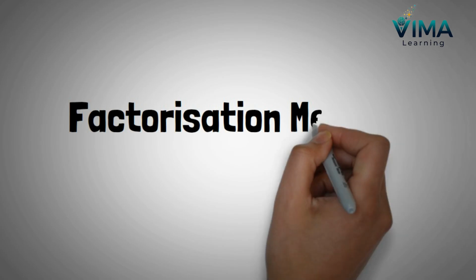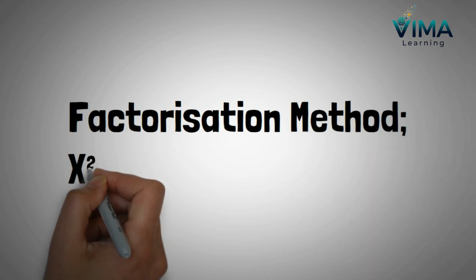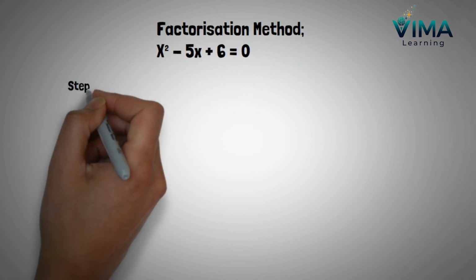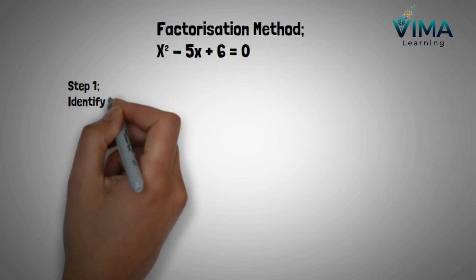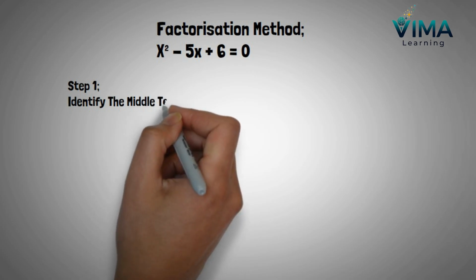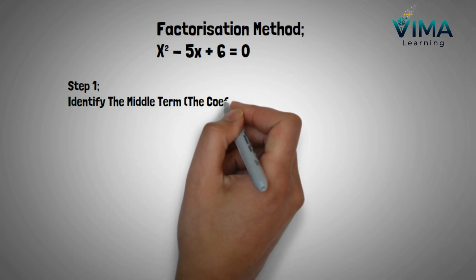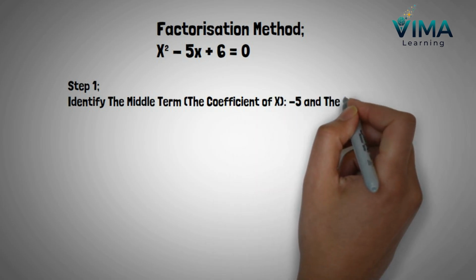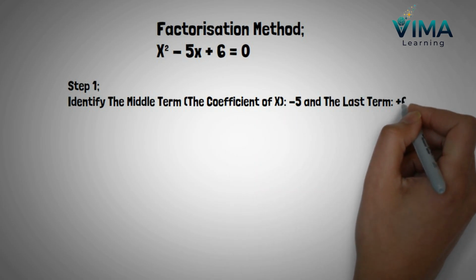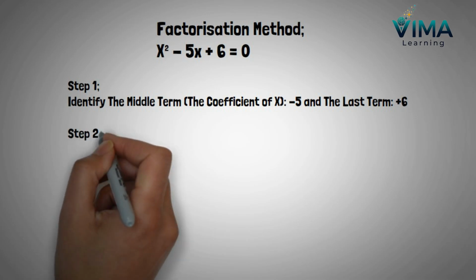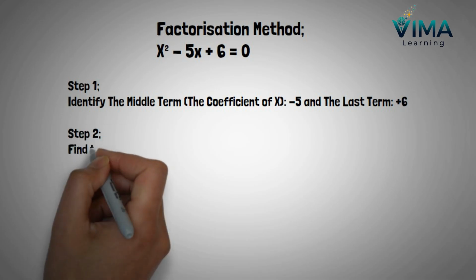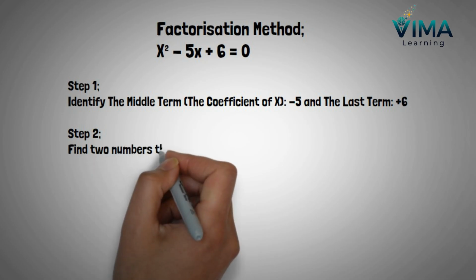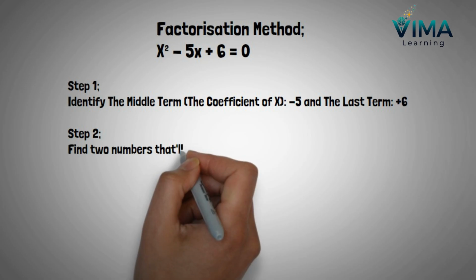In trying to use the factorization method, you need to bring out both the middle term, which in this case is minus 5, and the last term, which in this case is plus 6. So you look at the equation, you bring out the middle term, which is the coefficient of x in the middle of the equation, which is minus 5, and then the last term, which is plus 6. Now what we need to do is to look for two numbers that will give us a sum of the middle term minus 5 and give us a product of the last term plus 6.